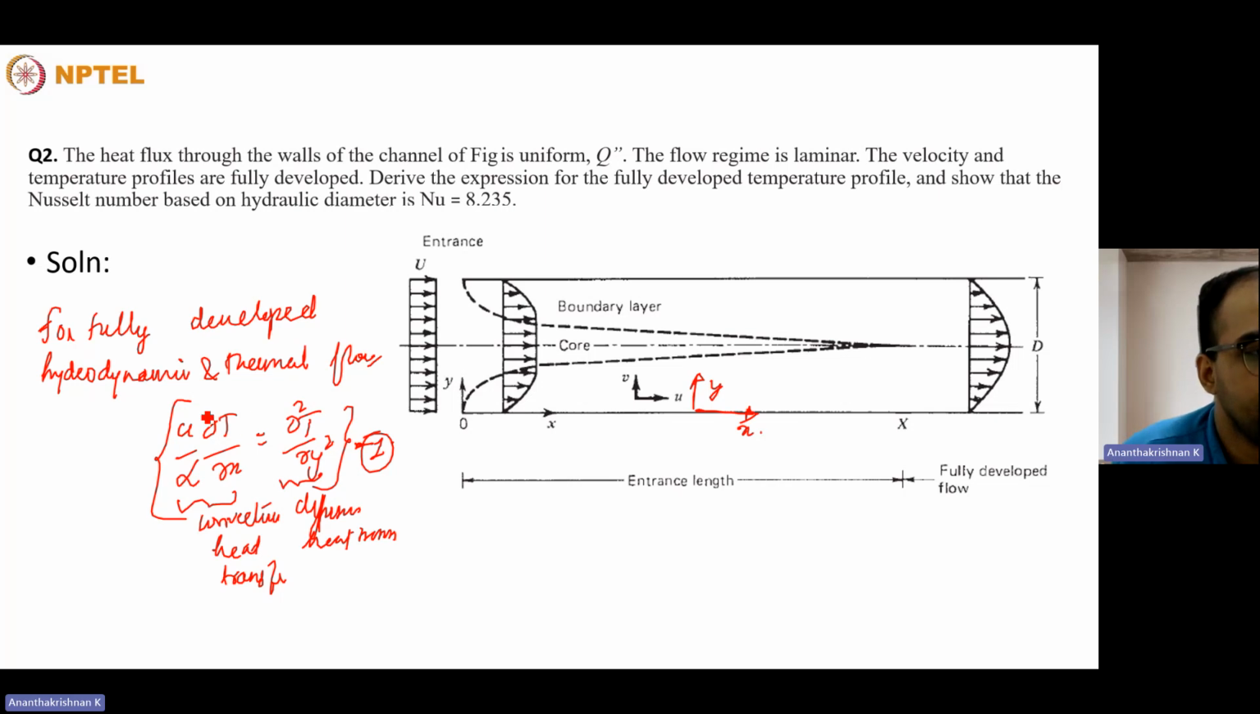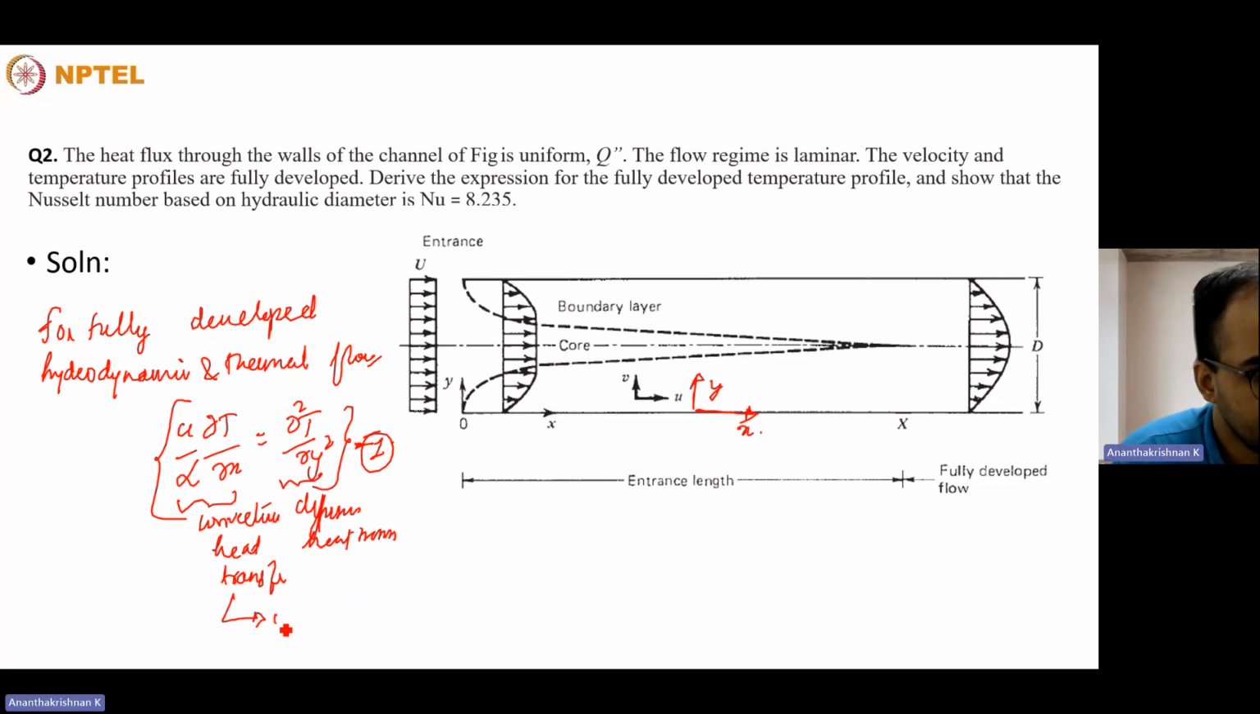What you could see is that, even though in a hydrodynamic flow you could have checked that dou u by dou x will be equal to 0 for the fully developed condition, it is not the same for temperature. Dou T by dou x will be varying, but the dimensionless variation of the temperature, dou theta by dou x, will be equal to 0 for the fully developed flow, not dou T by dou x. Sorry.